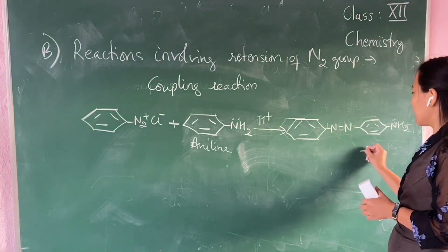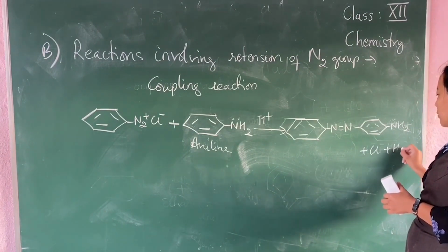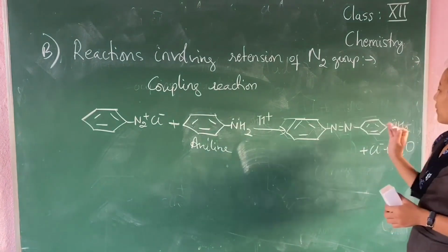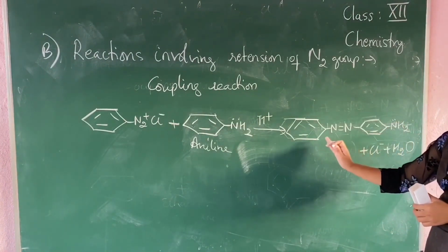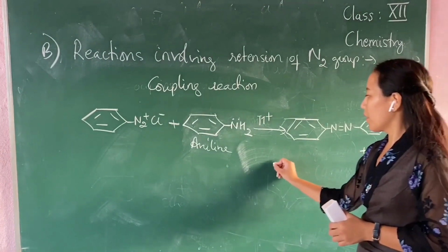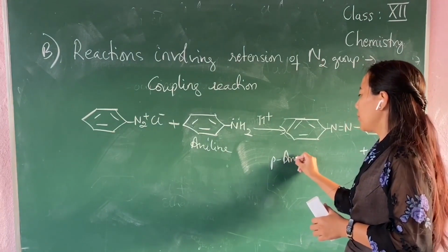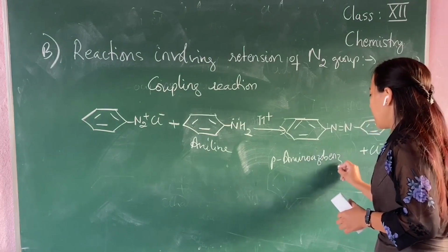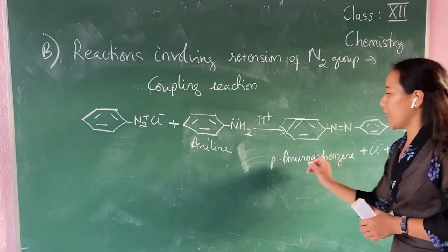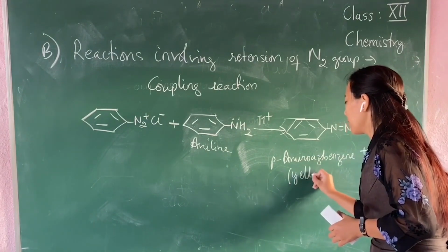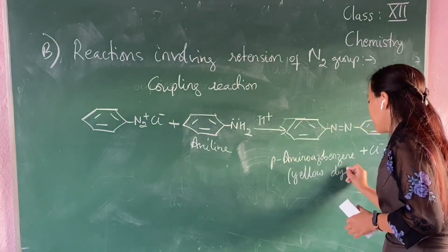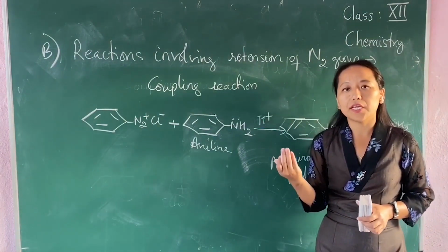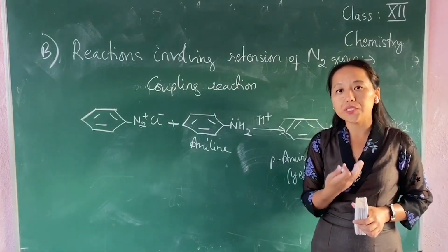plus Cl minus plus H2O. Now the name of this product is para-amino-azobenzene. Now this is used as yellow dye. So you can say that the products formed from coupling reactions are compounds which are used as dyes.